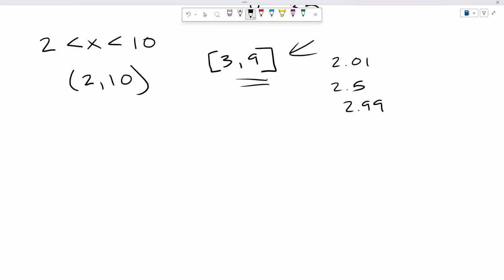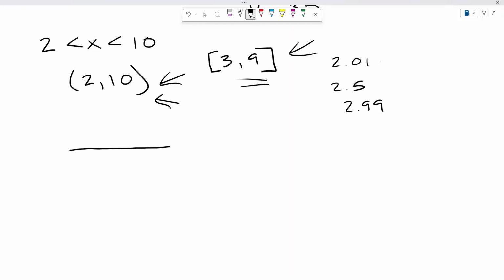We'd have to do it like this with the parentheses from 2 to 10, but not including 2 and 10, because we could have a whole host of numbers between 2 and 3, just as long as it's greater than 2 is all. So that's why we have to do it like this.